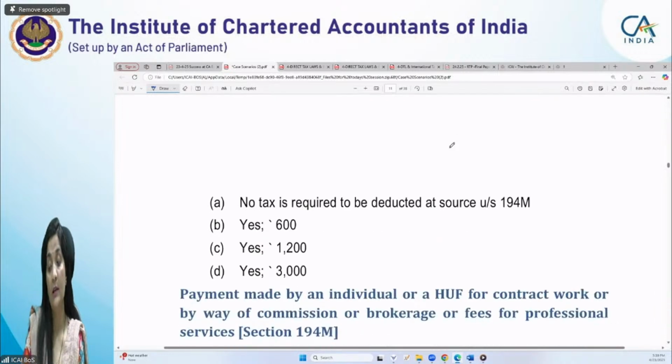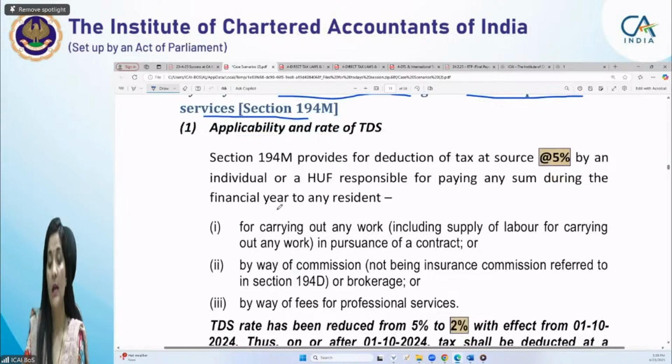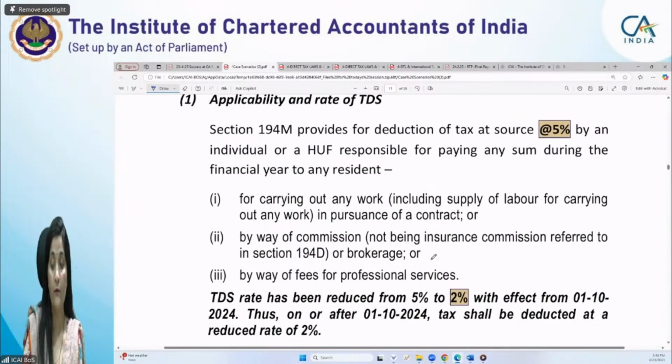Actually, 194M is with respect to an individual or an HUF, for contract work, for commission under 194H, for fee for professional services. Specifically, individuals or HUFs are required to deduct TDS under section 194M at the rate of 5% if they are paying for carrying out any work, by way of commission or by way of fee for professional services, and this rate is also being reduced with effect from 1/10/24 to 2%. Okay, keep in mind the rate has come down to 2%.